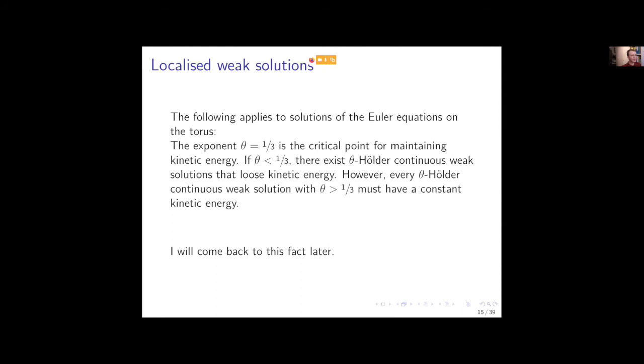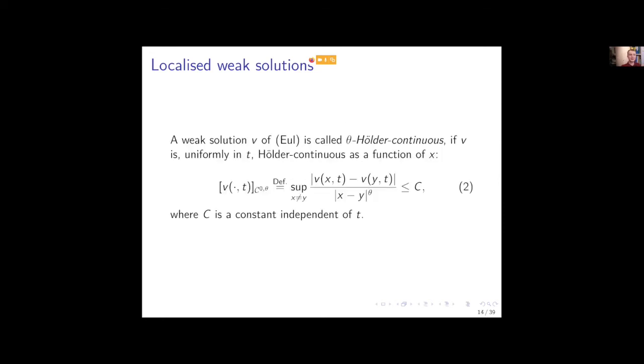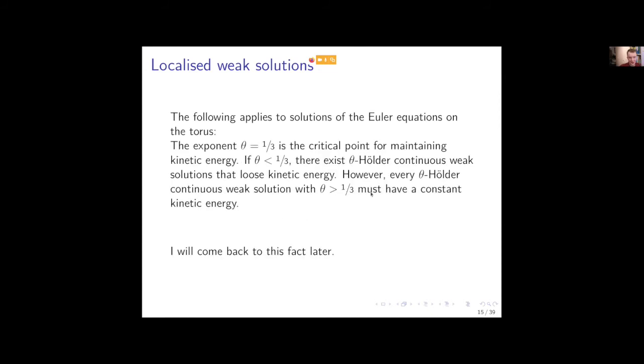First of all, let me just tell you a very interesting fact, like an appetizer. If you have a weak solution that is Hölder continuous, and theta is bigger than 1/3, so this theta can be chosen bigger than 1/3 and this supremum stays finite, then the kinetic energy is preserved, just like if it was differentiable. So if it's Hölder continuous with exponent bigger than 1/3, the kinetic energy is preserved.